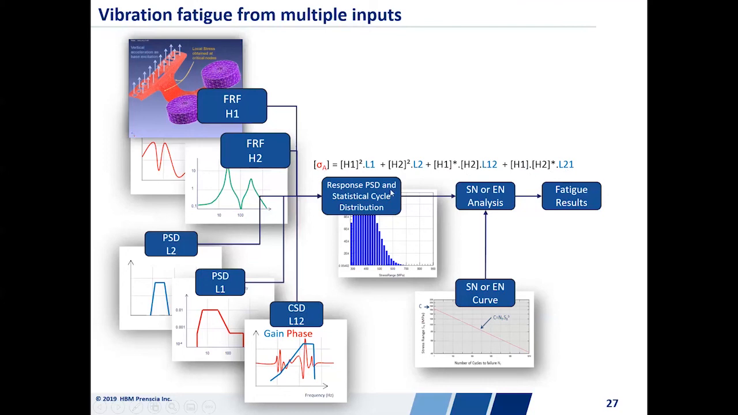We can choose a statistical model to come up with a cycle distribution, and once we've gotten this cycle distribution right here, we apply that to our fatigue curve, and everything else thereafter is going to be the same. Let's take a look at a couple of slides, and then I'll build the process for you.